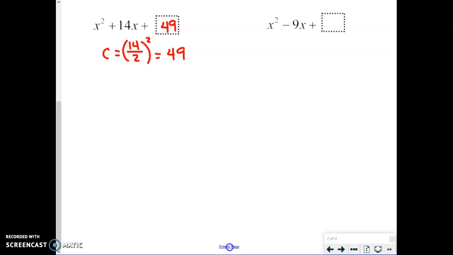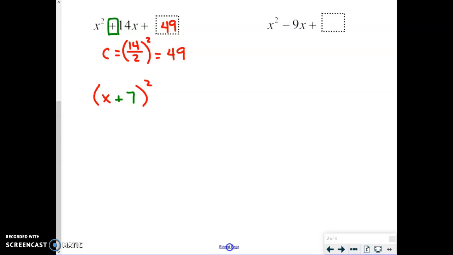And as we just set up above, the binomial that we get from that will be x. In this case, since our sign in front of 14 is positive, so is the sign in our binomial. And since 49 is the number that we put in for c, the square root of that would be 7, so it would be (x + 7) squared.